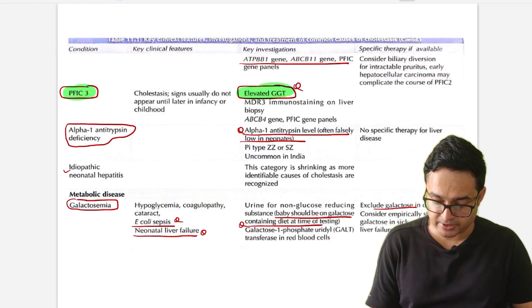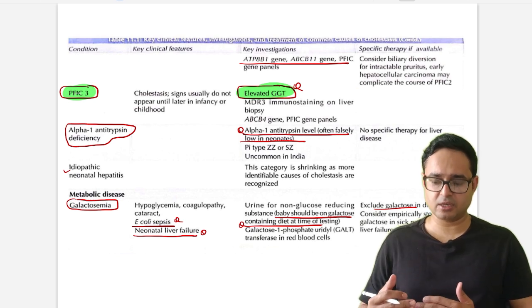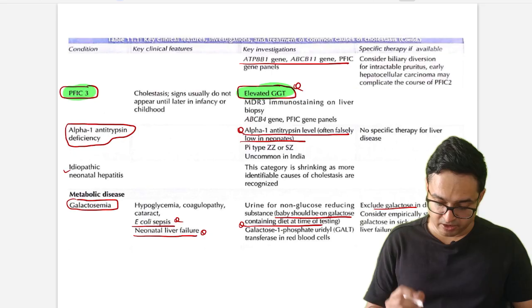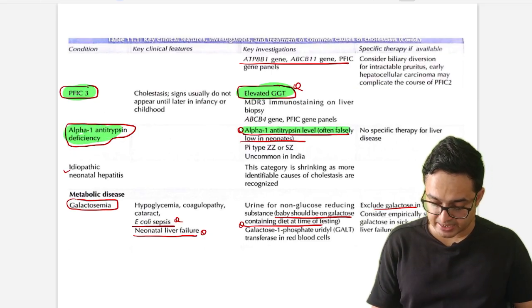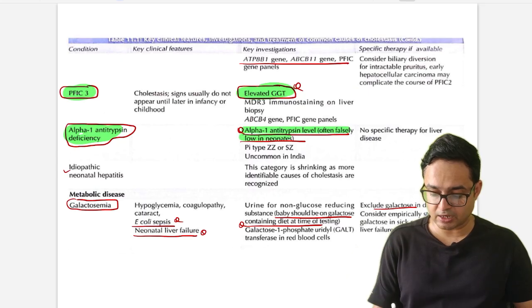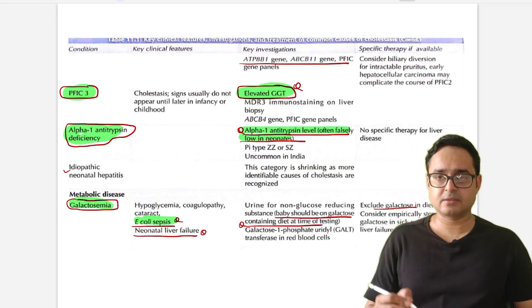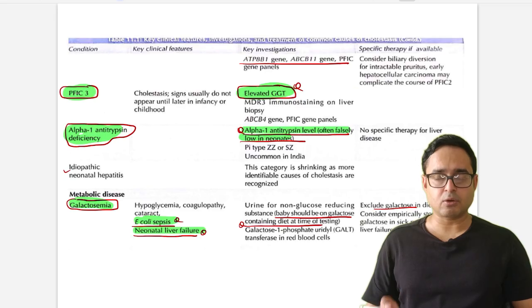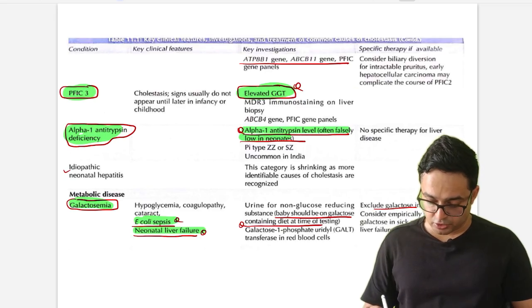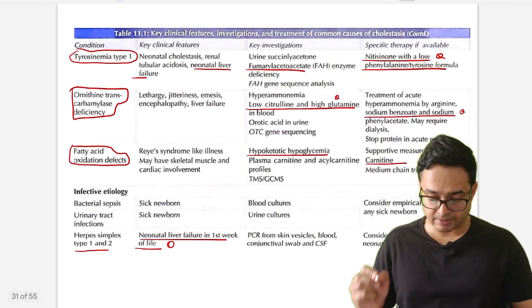Okay, PFIC we have discussed. Elevated GGT is seen in PFIC3, all we know. In PFIC, this is actually an important criterion. Alpha 1 antitrypsin deficiency: just remember one thing, alpha 1 antitrypsin levels are often falsely low in neonates. Very important. Galactosemia, E. coli sepsis. This year, this question has been asked in tests. One of the causes of neonatal liver failure. Okay, you have to do urine for non-glucose reducing substances. Baby should be on galactose containing diet at the time of testing.